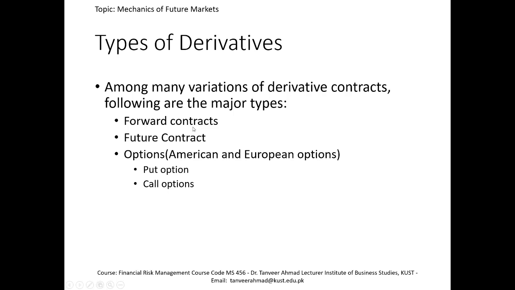We have forward contract, we have future contract, and then we have options. Options are further divided into subtypes, say put option and call option, and then we have American option and European option. And that is the matter that we would discuss in future slides. But let's discuss the first type of contract, first type of derivatives, which is forward contract.